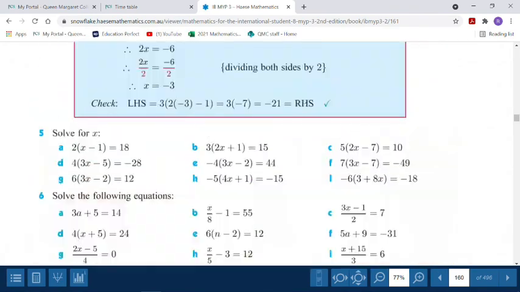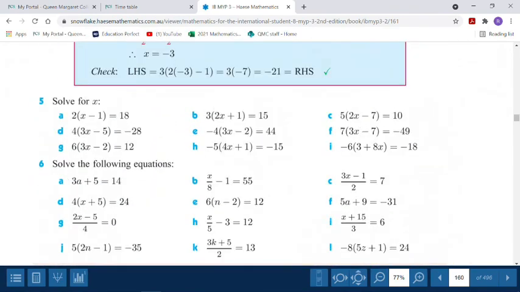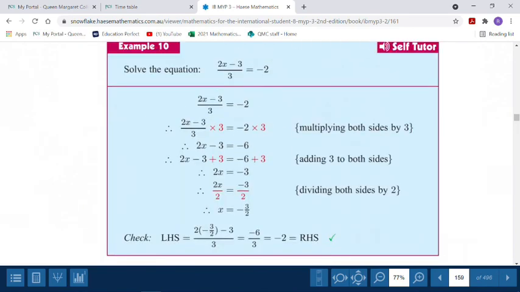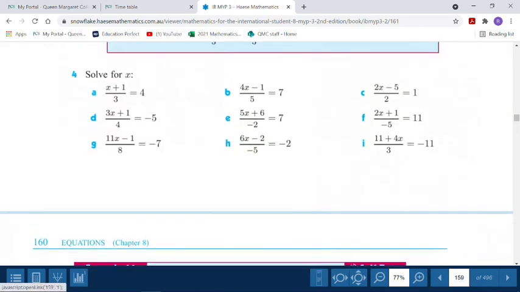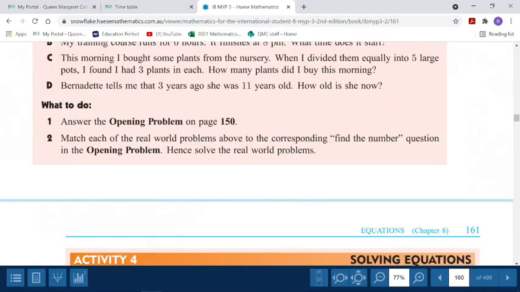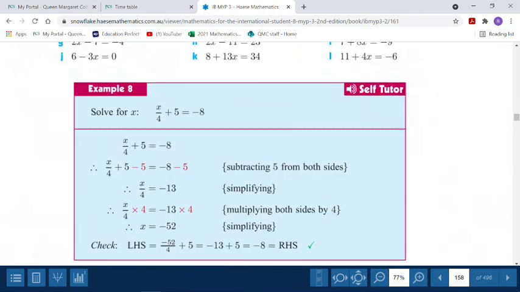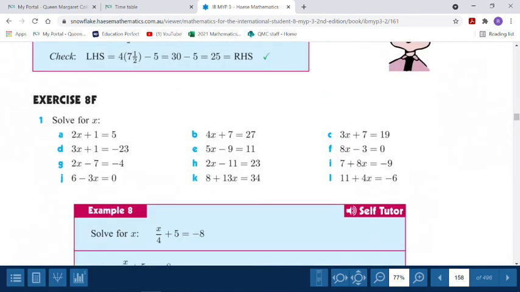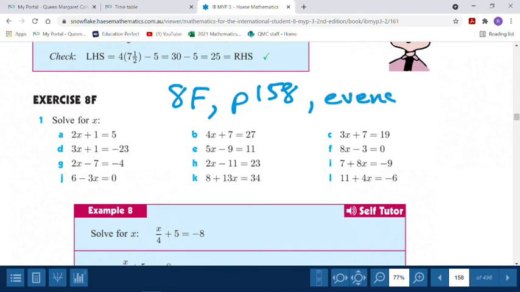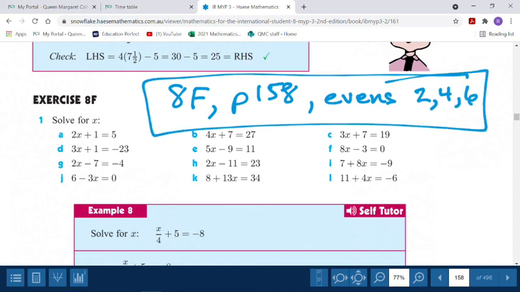All right. So what we're going to do is you're going to practice some of these that have fractions in them. Last time we did the odds. So this time we're going to be doing the evens. Now, I really want you to practice some of these. So you're just going to do number 4 and number 6. What is that? I'm sorry. 2 and 4 and 6. That's exercise 8F. It starts on page 158, and I know I am not going to repeat this. You're going to do the evens. So 2, 4, and 6, 8, 10, 12. There you go.